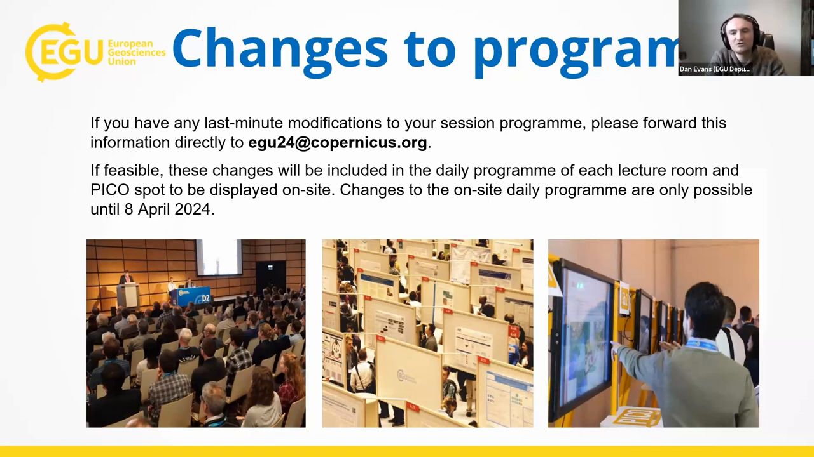But changes to the daily program are really only possible until the 8th of April. So if you do foresee any last minute modifications, it's the 2nd of April as I'm talking live now, so do make sure those are communicated as soon as possible to EGU24@copernicus.org. And once again, that email address is on the EGU website.